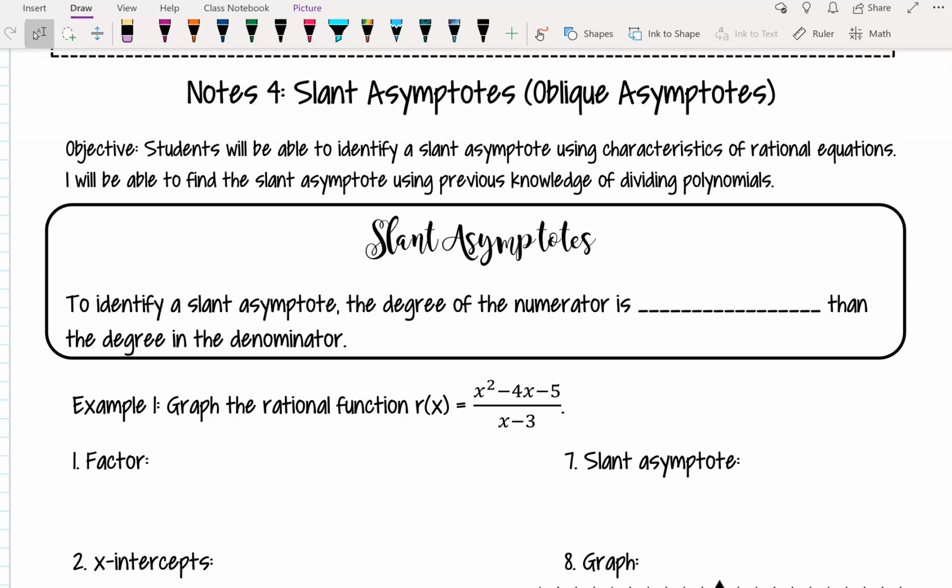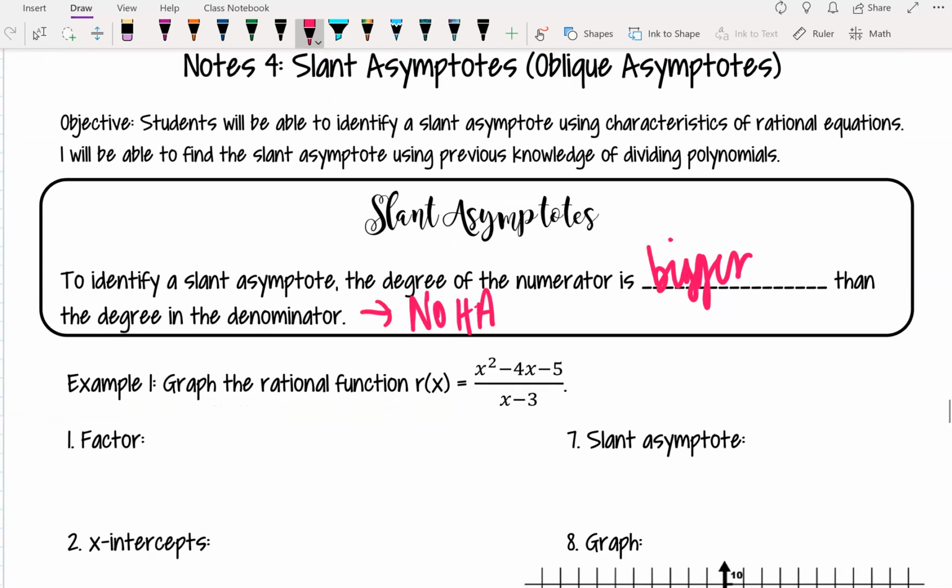Hey guys, so we're going to talk about slant asymptotes. It's just another asymptote for our graph that we need to take a look at for the characteristics of rational equations. So to identify a slant asymptote, the degree of the numerator is going to be bigger than the degree of the denominator, which means you have no horizontal asymptote. Okay, so if you have a horizontal asymptote, you don't have a slant, and vice versa. So that's a helpful little trick for you.